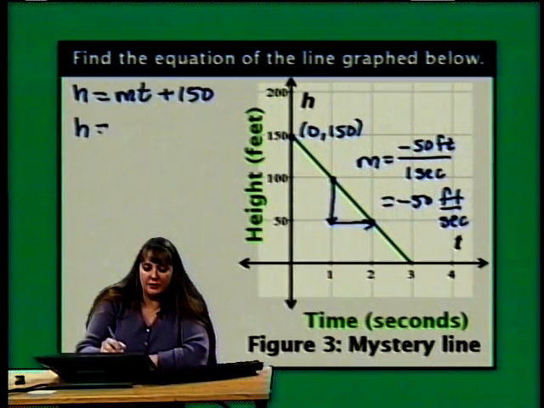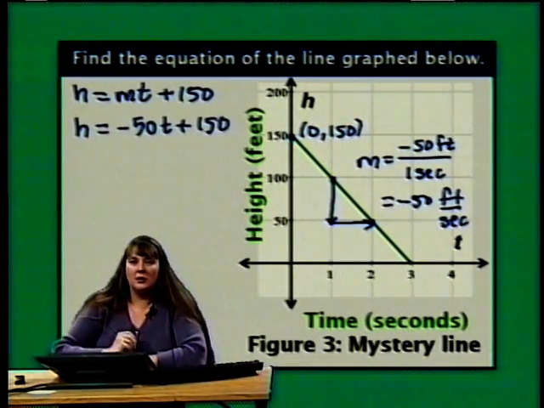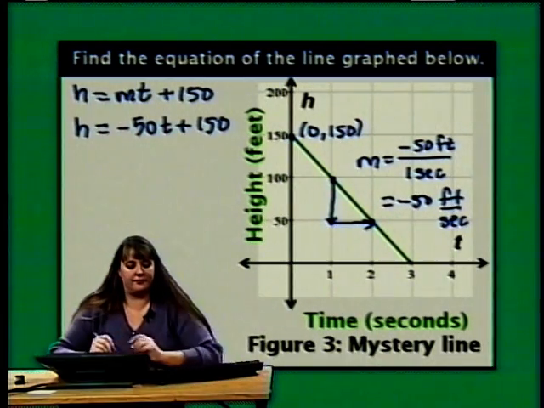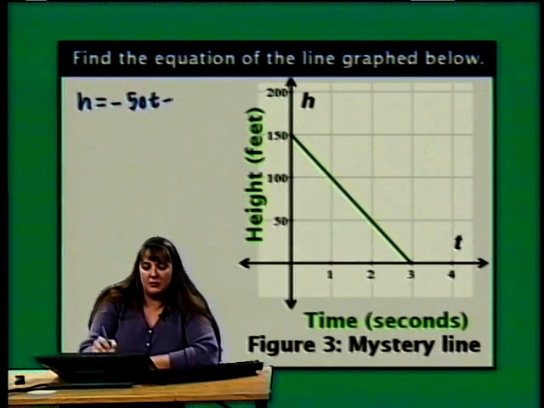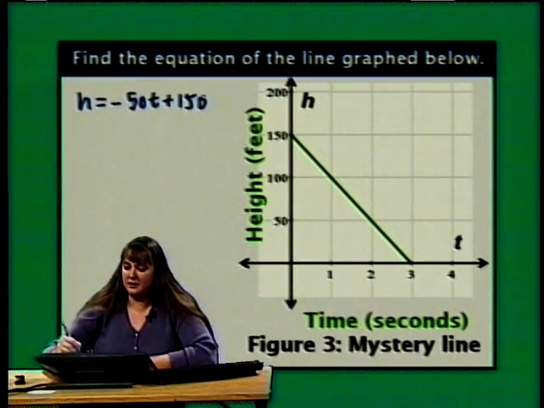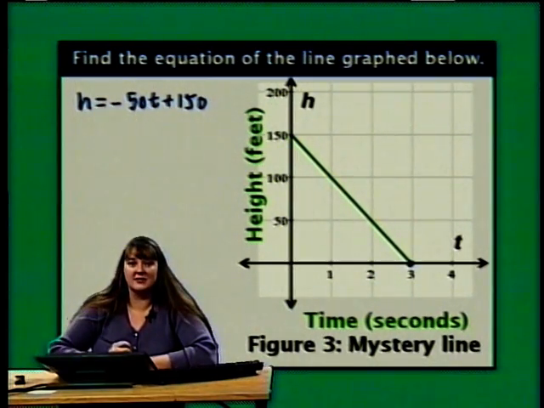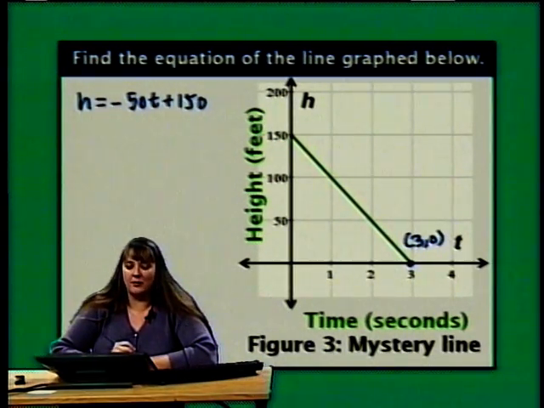So h here should be negative 50 t plus 150. Let's go ahead and check this. So we have h equals negative 50 t plus 150. Let's pick one of the points on our line. How about the horizontal intercept, since that also seems clear from the graph? Our horizontal intercept is 3, 0. Does this satisfy the equation?